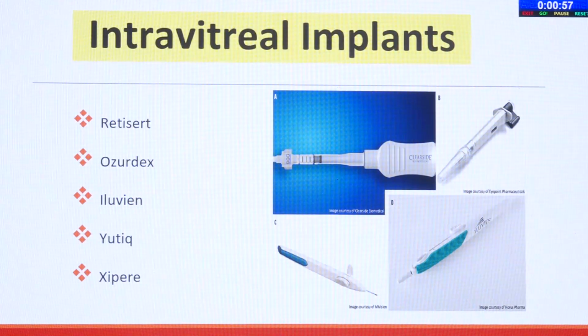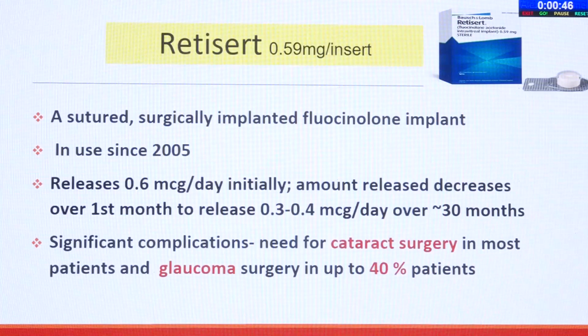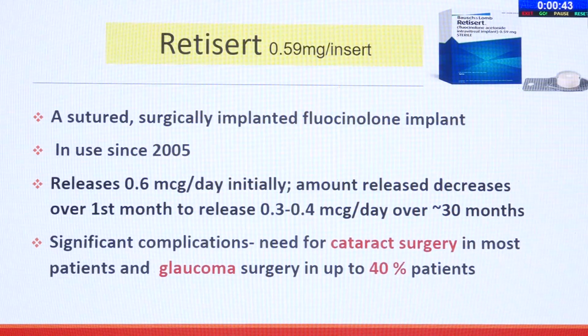Next comes the intravitreal implants: Retisert, Ozurdex, Iluvien, Yutiq, and Xipere, of which Ozurdex is the cheapest. Other things are very costly. Retisert, we are not using it. It is a surgical implant; you have to do a surgery and put the fluocinolone implant in. Glenn Jaffe proposed it, and it has been used since 2005. It releases 0.6 microgram initially and releases into the vitreous over the first month, then settles to 0.3 to 0.4 microgram a day over 3 months. The drug works for 30 months, but it is not available over here, and it has very notorious complications.